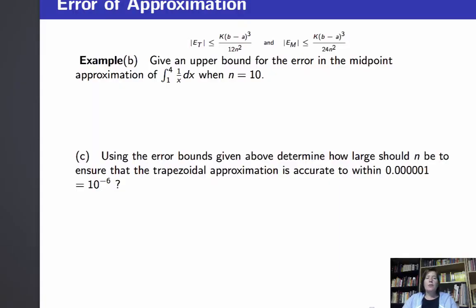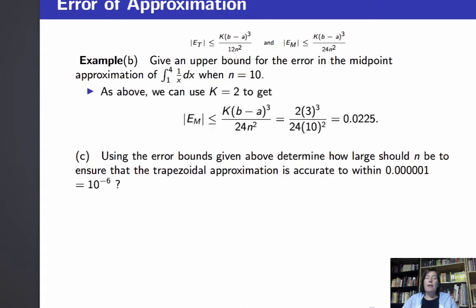Well, let's try to use our theorem to find an upper bound for the error for the midpoint approximation of this integral from 1 to 4 of 1 over x dx with n equals 10. We've already figured out the k. We know k is 2. And according to the theorem, the absolute value of the error we might be making with this approximation is less than or equal to k times b minus a cubed, this time over 24n squared.